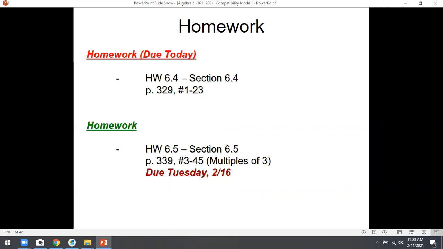Due Tuesday. Tomorrow will be a work day. We're off school on Monday. And when you come back on Tuesday, you should have it all squared away and done.